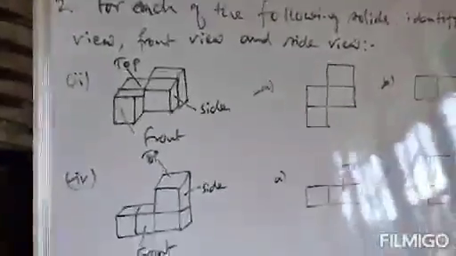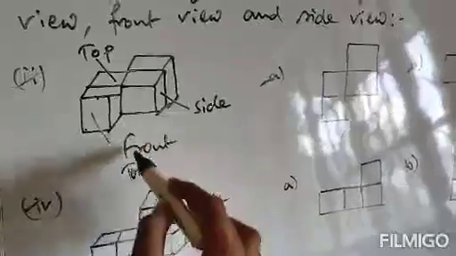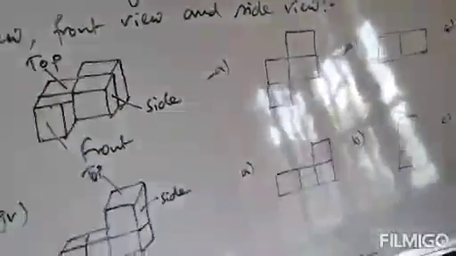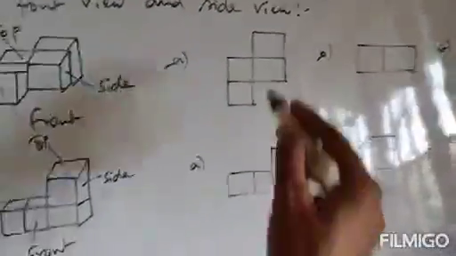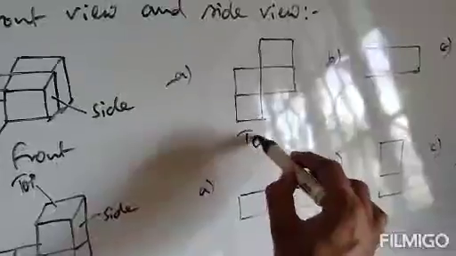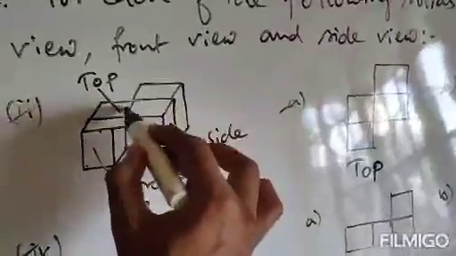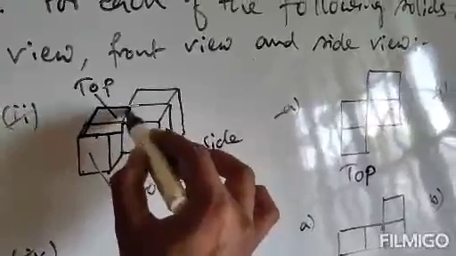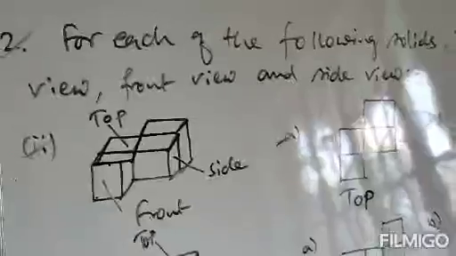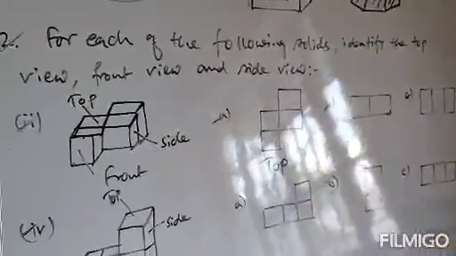Clear? So the diagram is this. See, the top portion is marked, side portion is marked and front portion is marked. So this is the front portion, this is the top portion and this is the side portion. And see the options. Option A, this will be the top view, because see the top portion is this. I am marking the top portion. So see, it is almost similar to this option. That is the top view.